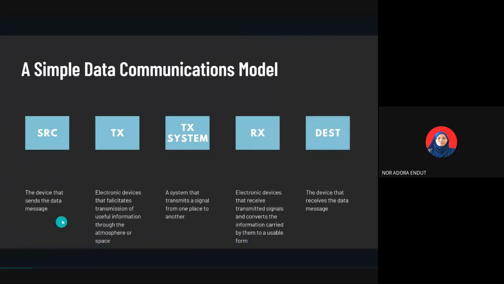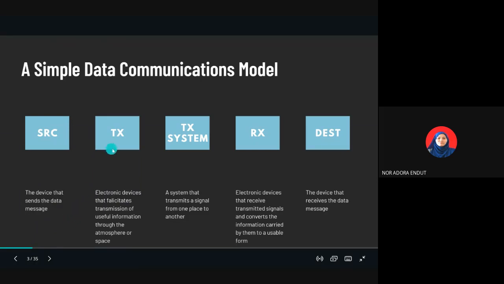Okay, so in other words, simple data communication ni kita boleh describekan in one model where there is a source. Okay, so dalam network lah, kalau sudah network should already understand abbreviation ni, pendek ni: source, transmitter, transmission system, the receiver, and also the destination lah. Okay, so the source will be the person generating the data lah. Okay, the device that sends the data message. Okay, so message itu boleh jadi dalam bentuk apa? Dalam bentuk teks, dalam bentuk gambar, dalam bentuk video, dalam bentuk infographics, dalam bentuk email, whatever.